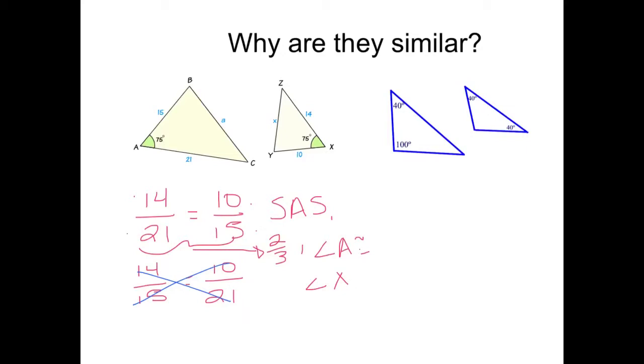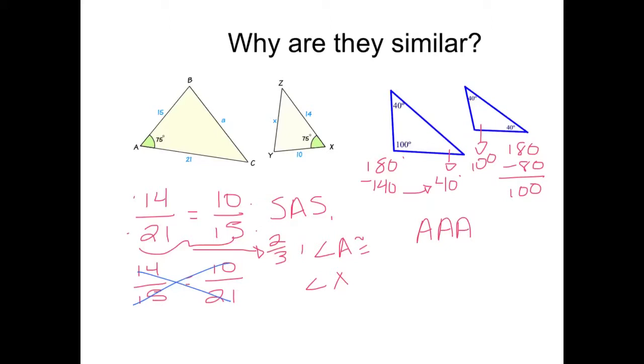Now in this example over here, we only are given two angles out of each triangle. So I'm going to go ahead and solve for this third one. This is going to be 40 degrees because 40 plus 100 is 140. 180 minus 140 will give us 40 degrees. 40 plus 40 is 80. 180 minus 80 is 100. So this one here is 100. Once I've solved for the missing angles, I see I have 40, 40, 100, and 40, 40, 100. So these two triangles are similar by angle, angle, angle, because both triangles have 40, 40, 100.